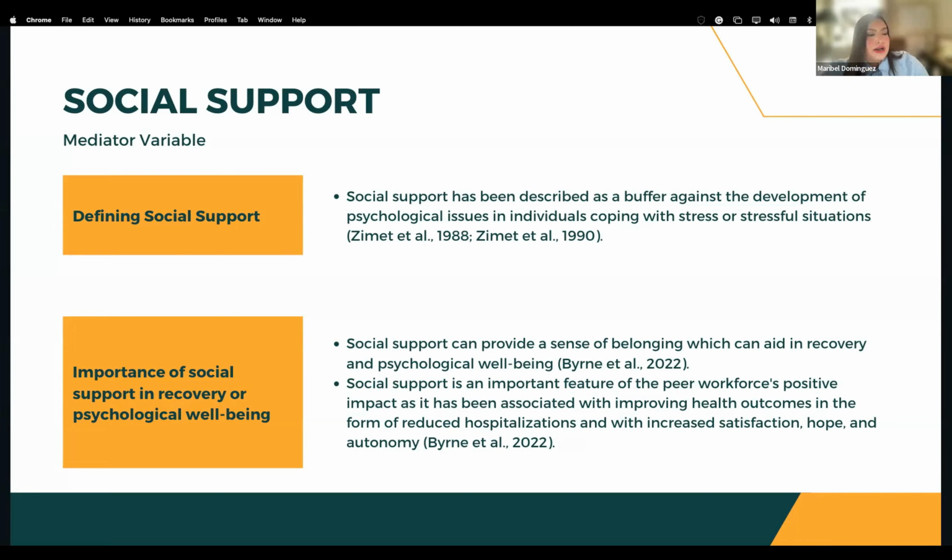And social support in the peer workforce has a positive impact and positive health outcomes. Some studies have presented that having social support in the peer workforce has reduced hospitalization rates, and it has increased satisfaction rates and hope and autonomy. Autonomy would be like agency and that self-esteem that an individual may have.